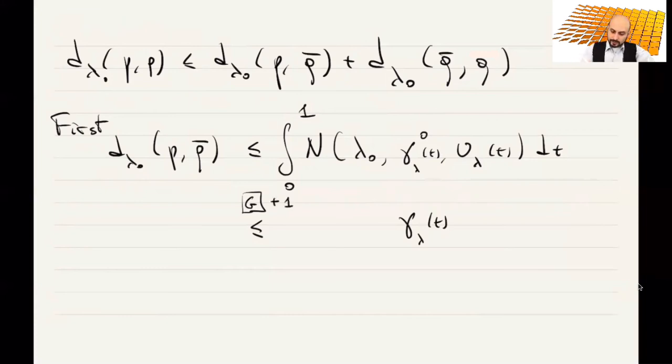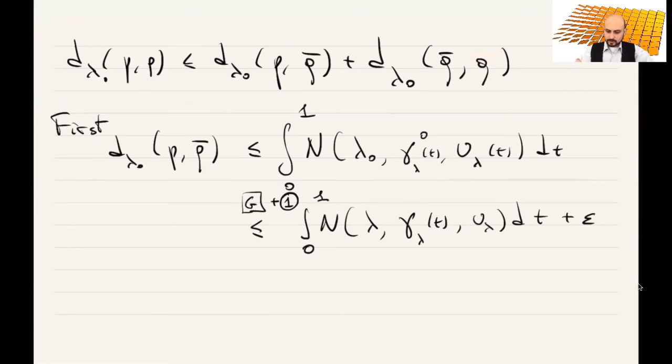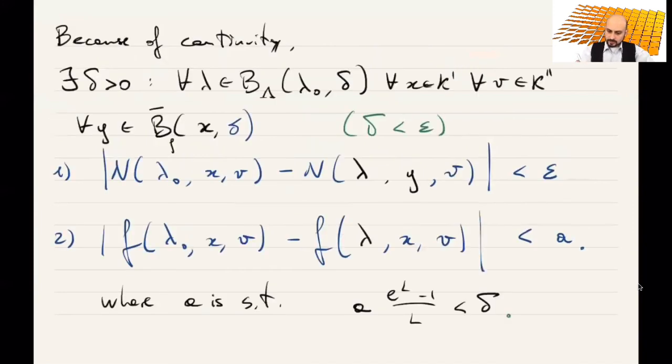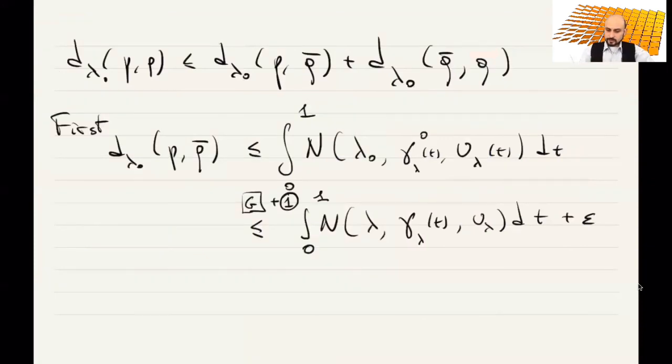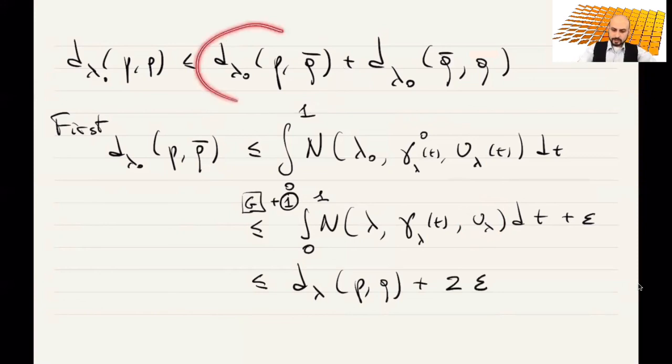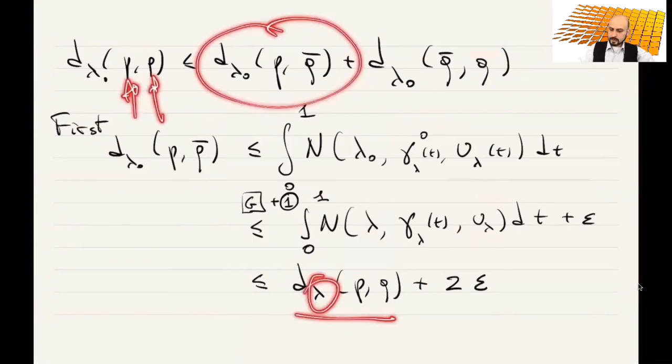And because of the first condition on delta, when I change lambda and the point, the norms differ by at most epsilon. This was the first condition. Since these two points differ by delta, the norms differ by epsilon. Okay, so we have this bound, and because of how we chose the control u lambda, this is less than or equal to d lambda pq plus one more epsilon, so they become 2 epsilon. So this term has been bounded the way we like it, with the distance between the same points, now d lambda, plus an error in epsilon.